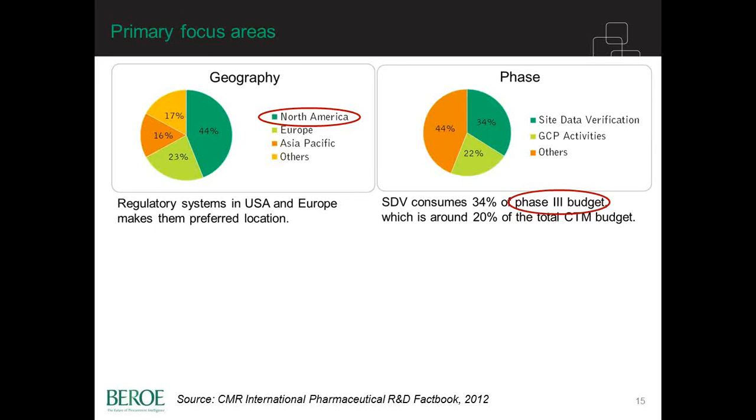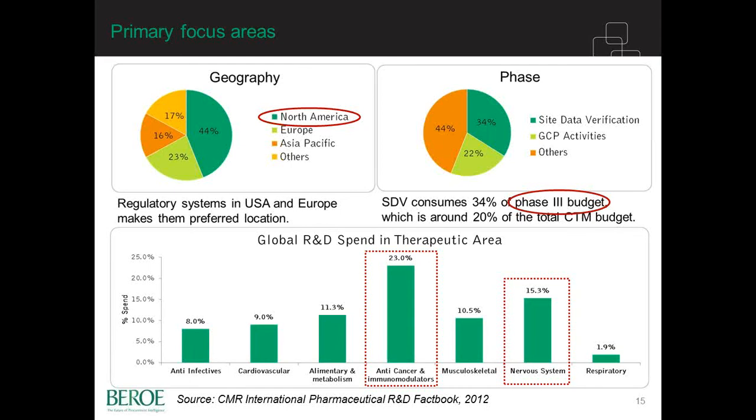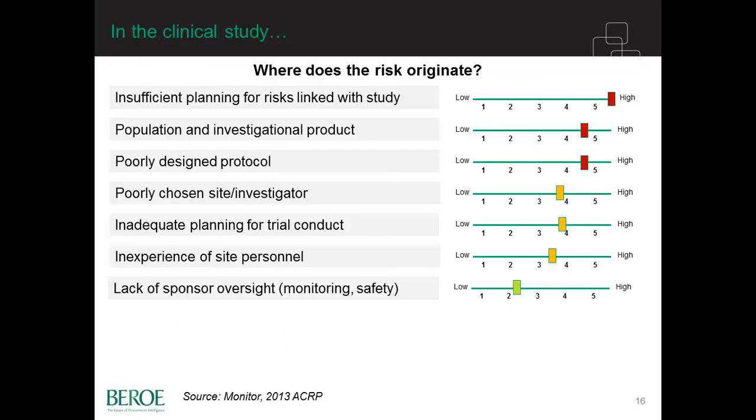And yes, of course, source data verification consumes almost 34% of the phase 3 budget. So it should be looked into in phase 3, and also in phase 4 and the late phases of the study. At the same time, we tried to look into which therapeutic areas should be looked at first. And of course, it is oncology followed by central nervous system. Then the drug industry should closely look into trials and try to optimize the areas posing the most risk.